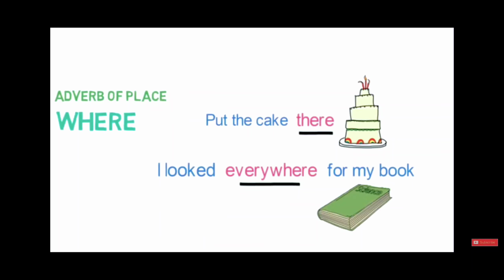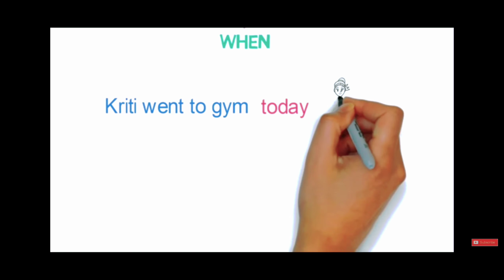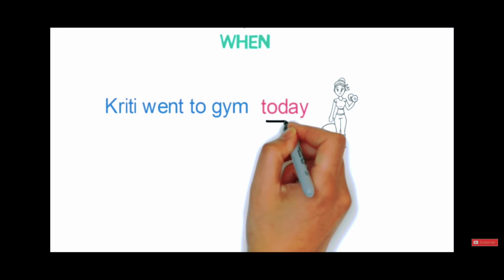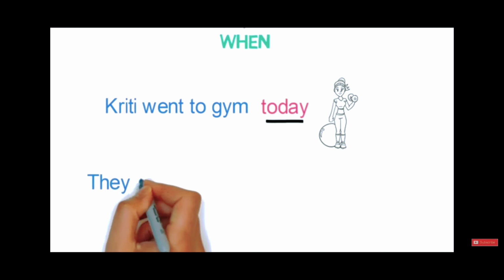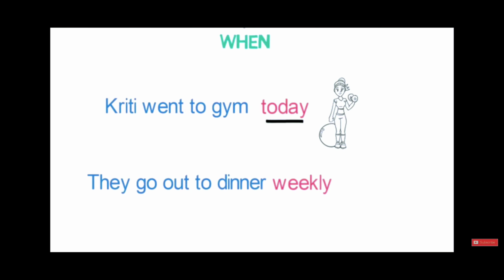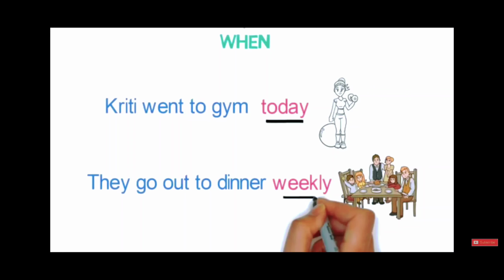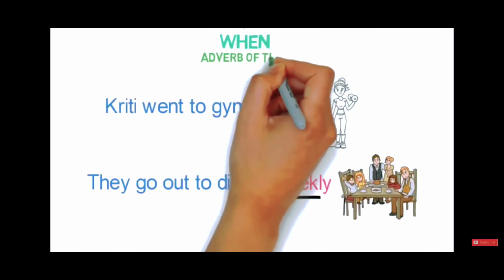Now let's see the next way in which we can describe the action. When exactly the action happened. Kriti went to gym today. Here we know that Kriti went to gym, but when did she go? Today. So today is an adverb here. They go out to dinner weekly. Here the word weekly says when they go out to dinner. As this adverb describes when the action exactly happened, we call it an adverb of time.